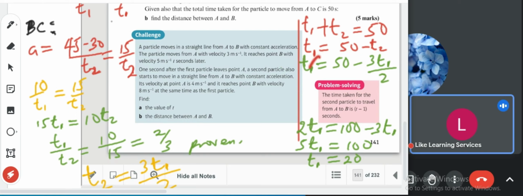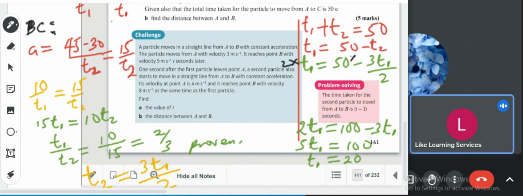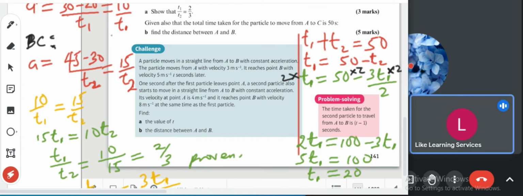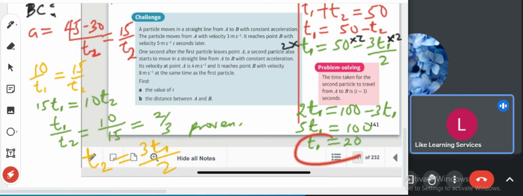I multiply all by 2. You can solve it in any other way you know. Whichever way you know how to solve it, all you need is to help us to find T1. Since 2 is the only LCM, I multiply all through by the LCM. So this gives 2T1 equals 100 minus 3T1 because 2 cancels out 2. Anyways, eventually T1 is 20 seconds.